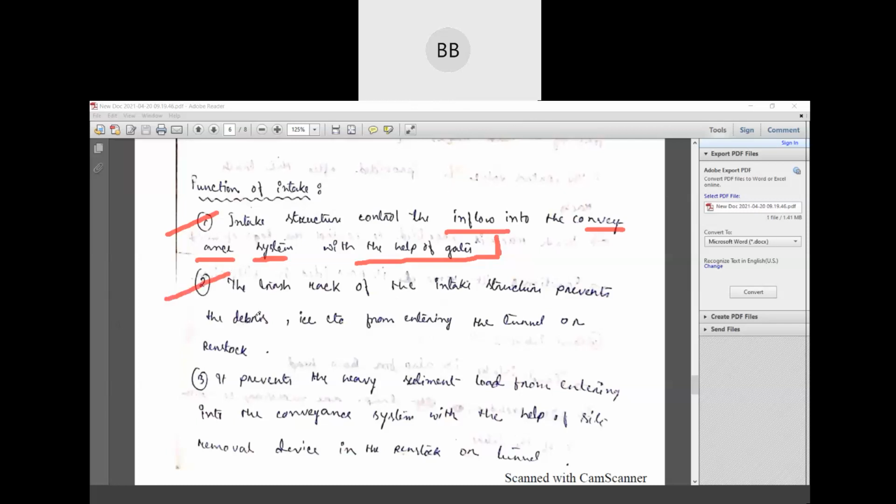Then number two, we have the trash rack in the intake structure, which prevents debris, like ice, etc., from entering the tunnel or penstock. That is our second function of intake. First one, we can control the inflow. Second, by using the trash rack in the intake structure, we can prevent debris and ice cubes from entering into the tunnel. This tunnel is nothing but your power canal, or the penstock pipe.